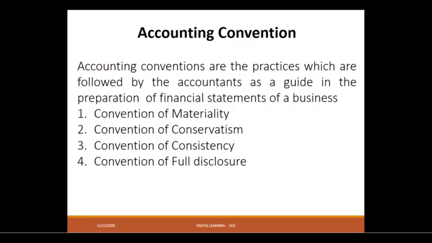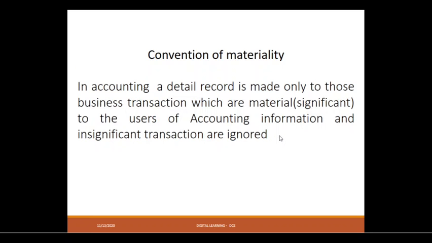Number 1, Convention of Materiality. Next, Convention of Conservatism. Next, Convention of Consistency. And next one, Convention of Full Disclosure. So let me discuss the Convention of Materiality. In accounting, a detailed record is made only of those business transactions which are material or significant to the users of accounting information, and insignificant transactions are ignored or not recorded.